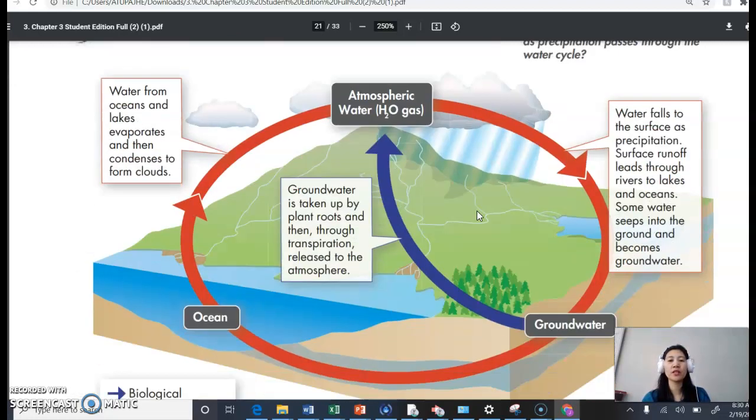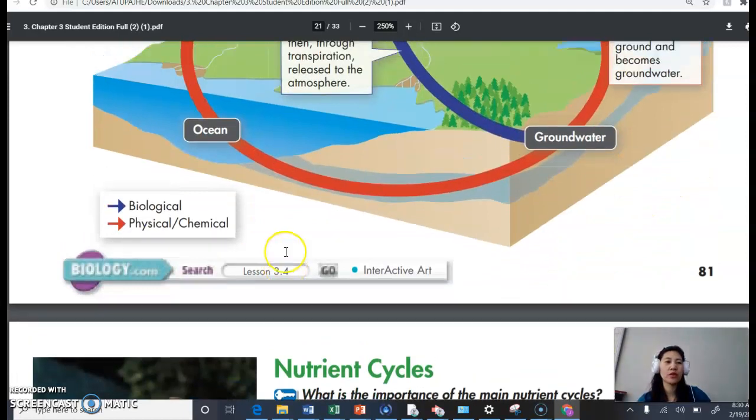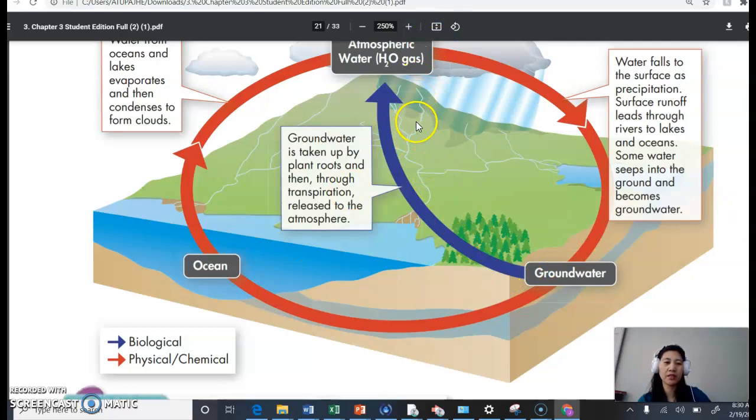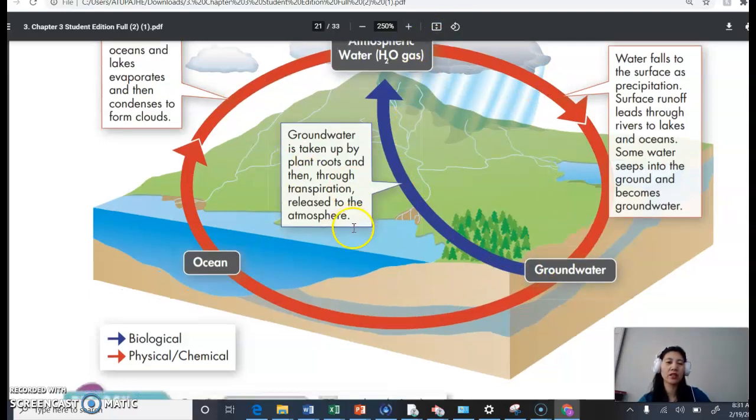So you can see here in this figure the water falls to the surface as precipitation. Surface runoff leads through rivers to lakes and oceans, and some water seeps into the ground and becomes groundwater, right? The groundwater is taken up by the plant roots again, then transpiration happens, or the evaporation of water in plants, and released back to the atmosphere. So this is just a cycle. Water from the lakes and the ocean as well evaporates and then condenses to form clouds. Those blue ones are called the biological processes. The red arrows here are the physical and chemical processes.